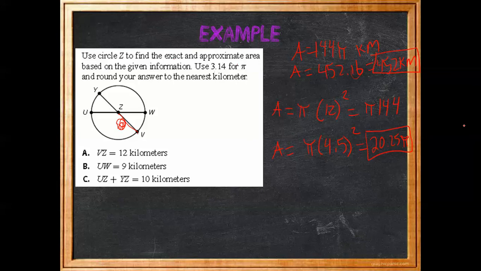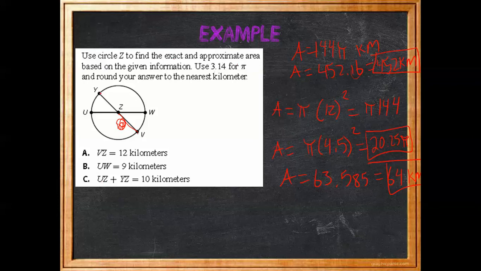Then to approximate it, we're going to take that and multiply it times 3.14, and that's going to give us 63.585. Since we have a 5 right there, we want to round up. So we would have 64 kilometers.